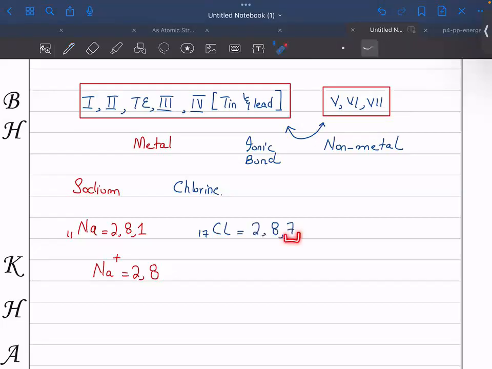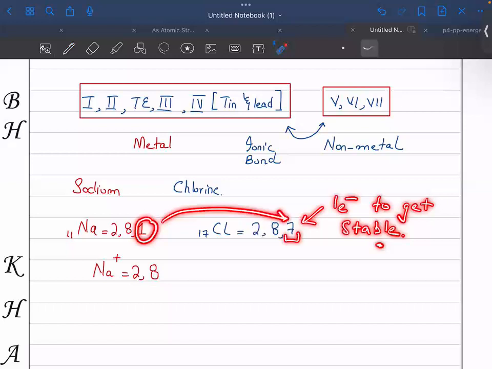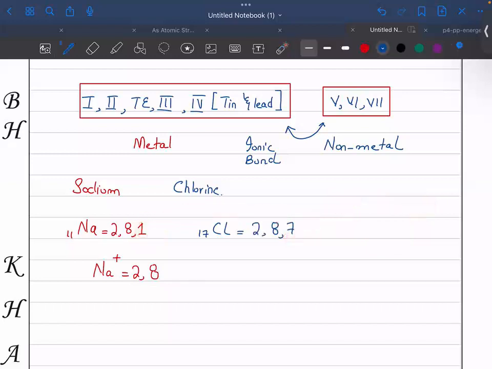Chlorine has 7 valence electrons. It needs one more electron to get stable, right? ऐसा ही है ना? Because it already has 7 valence electrons. It needs one more electron to complete its octet. वो electron जो sodium lose कर रहा है, it will be gained by a chlorine atom to form a chloride ion. Right? So sodium atom forms sodium ion which is positively charged, and chlorine atom will gain the electron lost by sodium to form a chloride ion which is negatively charged.